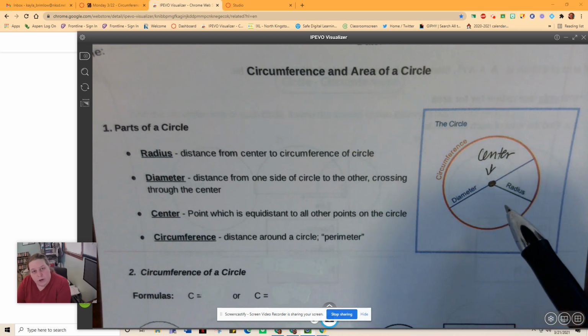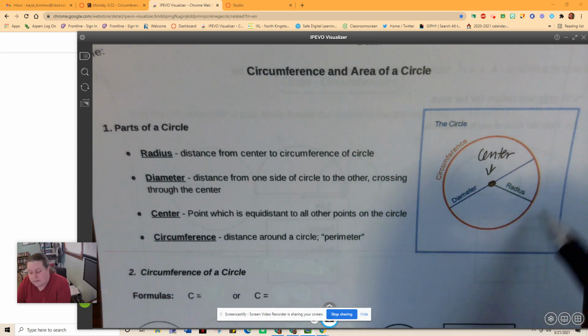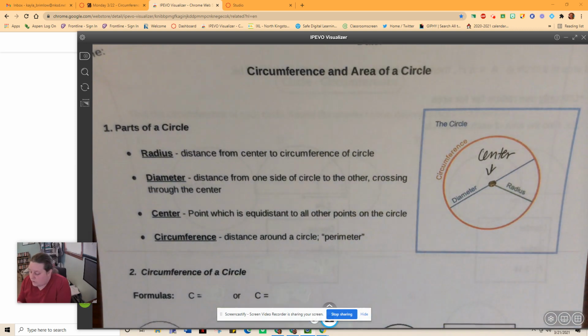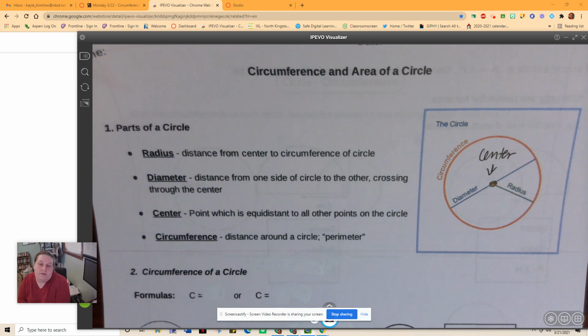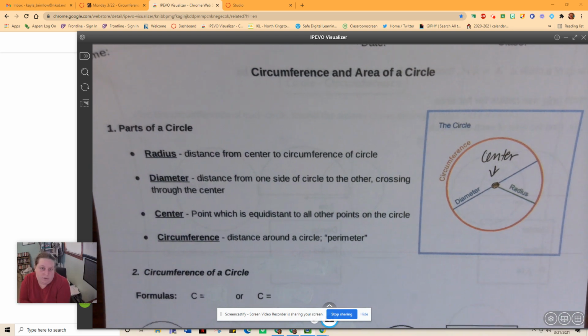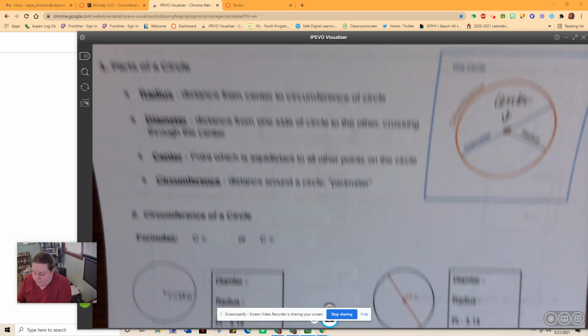And then around the outer edge is what we call the circumference, and that's the distance around a circle. It's kind of like perimeter when you think about shapes we've seen in the past. So these are all the parts, all the words you need to familiarize yourself with, you need to be comfortable with as we move through this part of the unit.